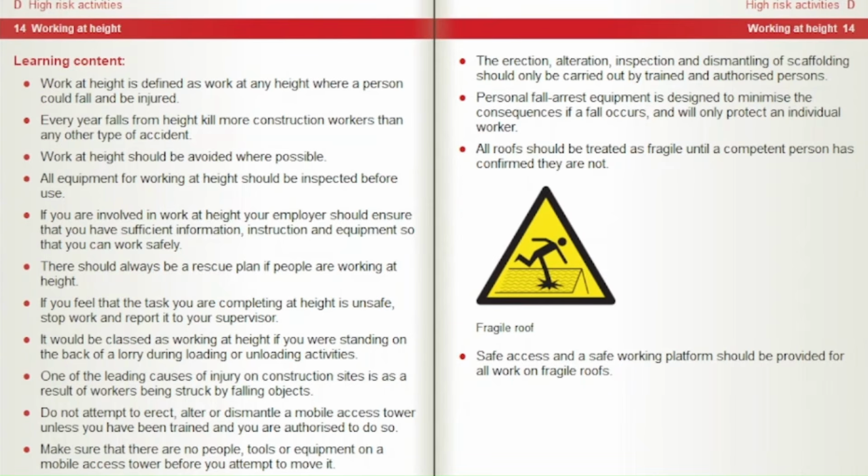Personal fall arrest equipment is designed to minimise the consequences if a fall occurs and will only protect an individual worker. All roofs should be treated as fragile until a competent person has confirmed they are not. Safe access and a safe working platform should be provided for all work on fragile roofs.